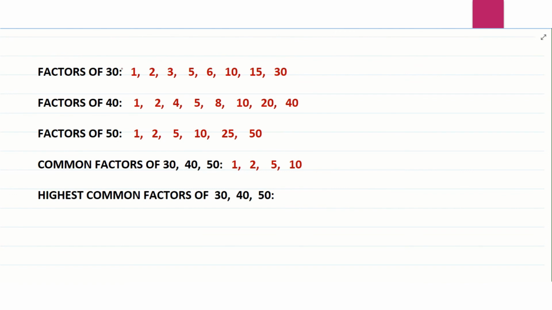Here comes one more example. The factors of 30 are 1, 2, 3, 5, 6, 10, 15, 30. The factors of 40 are 1, 2, 4, 5, 8, 10, 20, 40. The factors of 50 are 1, 2, 5, 10, 25 and 50. So, the common factors of 30, 40 and 50 are 1, 2, 5 and 10. Isn't it? Please take your time to find out.